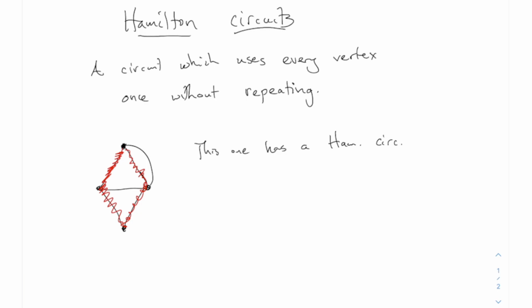But a Hamilton circuit doesn't have to hit all the edges. In fact, it usually doesn't, because if you hit all the edges, usually that means you have to revisit some vertex, which is not allowed for a Hamilton circuit. That's the point. It hits every vertex once and in general, it will miss some edges. All right, this one has a Hamilton circuit.